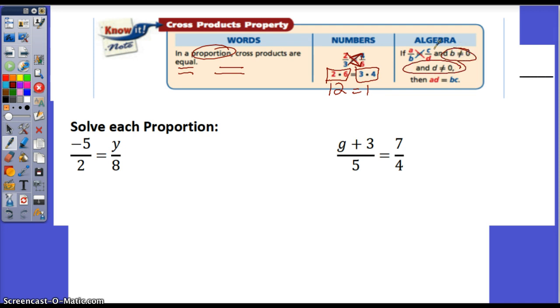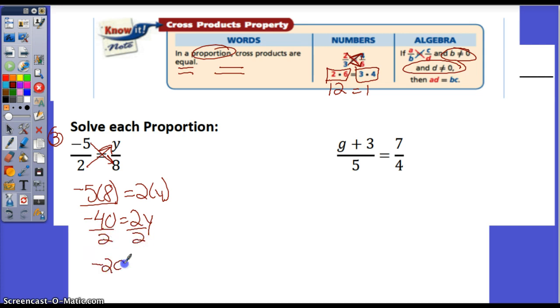So for this first one, number 3 in your note sheet, I always start here. I draw my arrows. -5 times 8 equals 2 times y. -5 times 8, we know, is -40, equals 2y. Divide both sides by 2, you get -20 equals y. Pretty awesome.